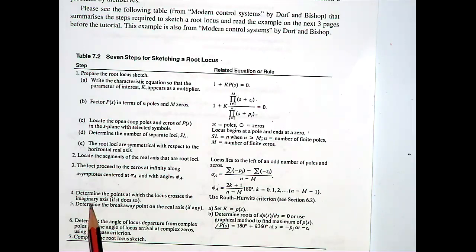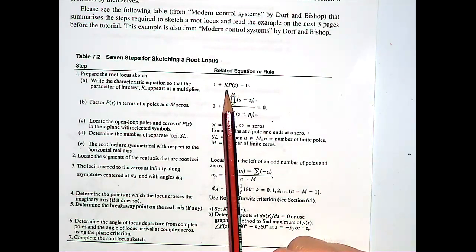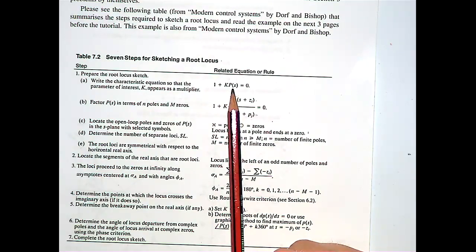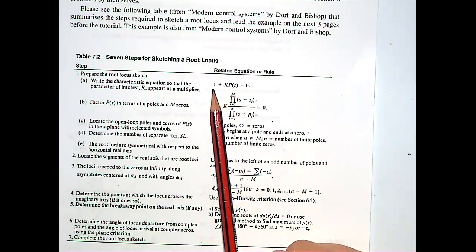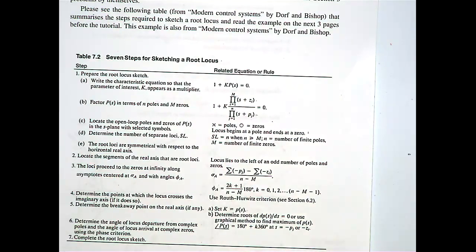And then you need to determine the points at which the locus crosses the imaginary axis. You need to use the Routh-Hurwitz criterion. So you will have a characteristic polynomial expressed in terms of k. If p is some polynomial b of s divided by a of s, then the characteristic polynomial is a of s plus k b of s. So the coefficients in this characteristic polynomial will depend on k, right? And you have to write the Routh-Hurwitz table as a function of k.